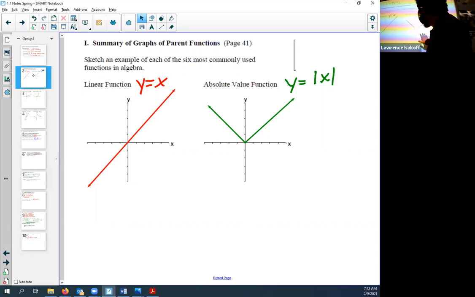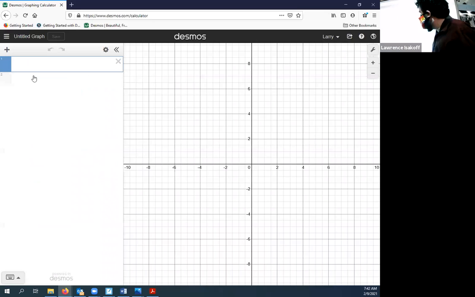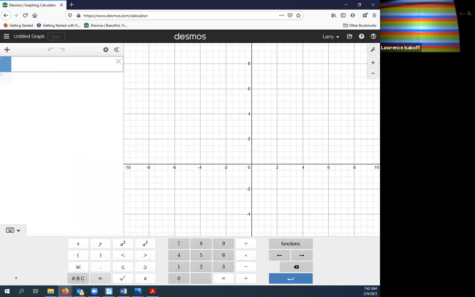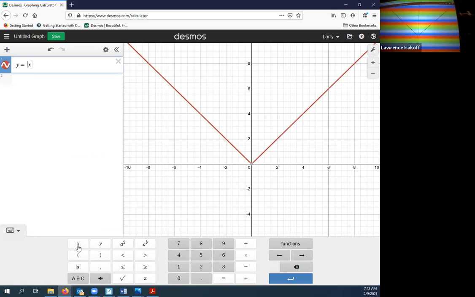I do want to show you how to do absolute value on Desmos right now. So let me pull up Desmos. If I'm inside of Desmos, if I want to graph that, I could go Y equals, and then the absolute value button is located just right below or two below X. If I hit that, it starts the absolute value bars, and I hit it again to close it.